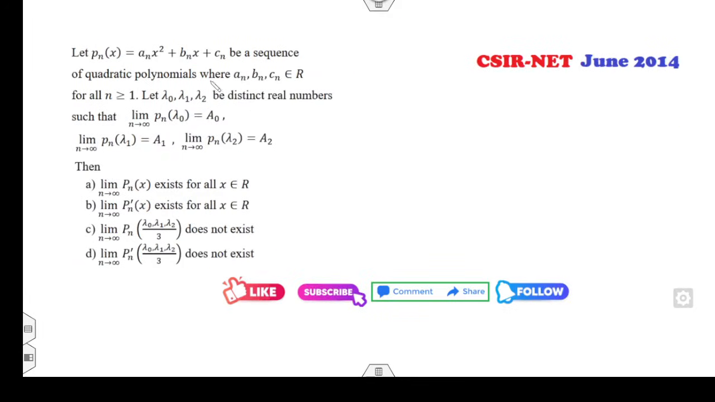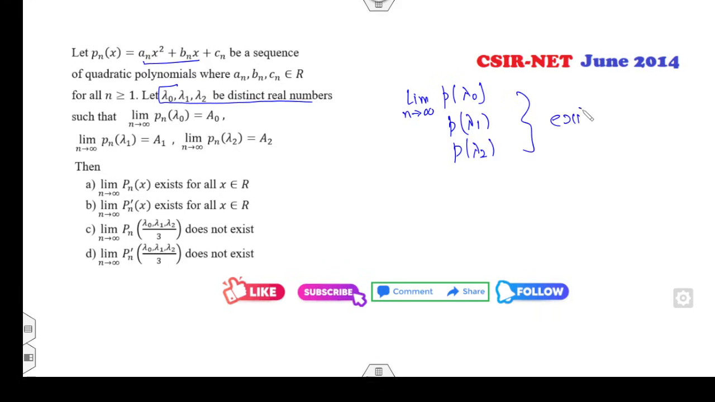Look at the next one. Again it's a polynomial. Now you have three distinct roots. That means the limit as n approaches infinity, lambda naught, polynomial of lambda 1, all exist for all x. The first option is correct, the second option is correct, the third option is wrong, the fourth option is wrong.